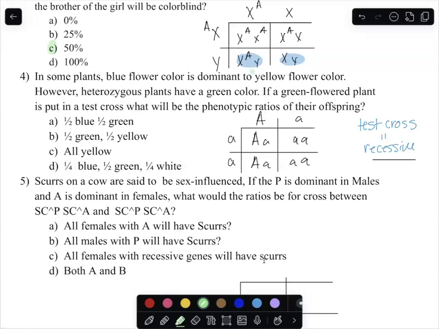And we know heterozygous plants have a green color. So this is a heterozygote, this is a heterozygote. But the other two are recessive, so they will be yellow. And this is asking for the phenotypic ratio, so it's going to be half green, half yellow.